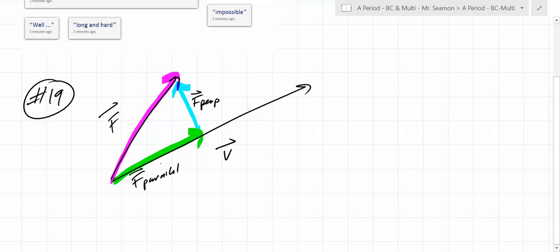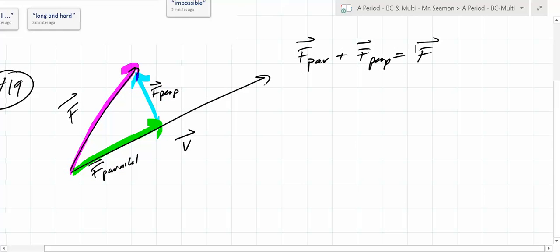So what can you tell me about the relationship between those three colored vectors? What do you know? F parallel plus F perp is equal to F, right? So you know that, correct? We also learned yesterday what the magnitude of F parallel is equal to. We learned this yesterday. What is that equal to?